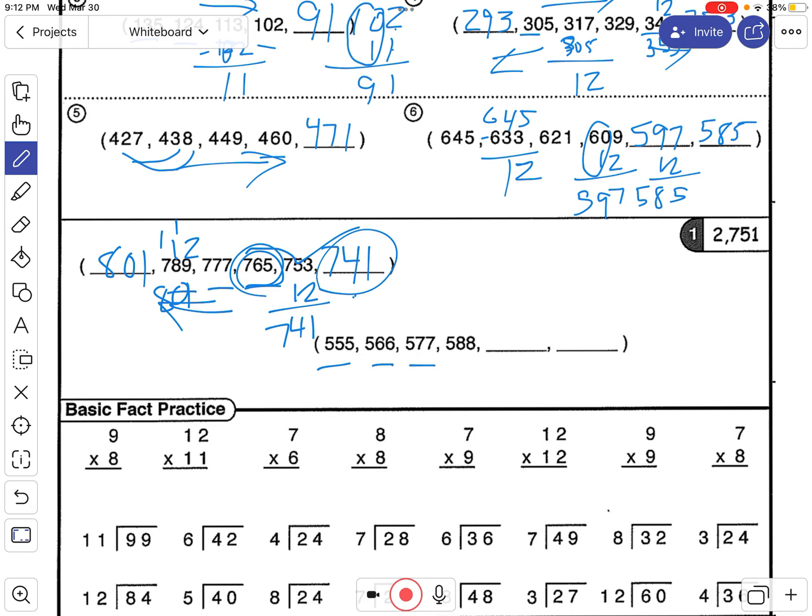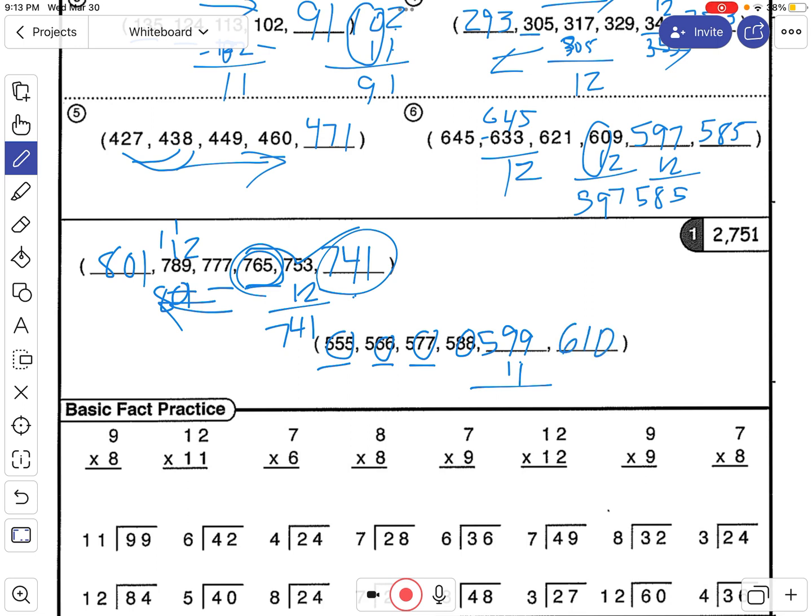555, 566, 5. Oh, look at this. 55, 66, 77, 88. Obviously changing by 11. After 88 is 99. And then what's 11 more than 599? If you need to write it down like this to add it up, you can. But I know it's 610.